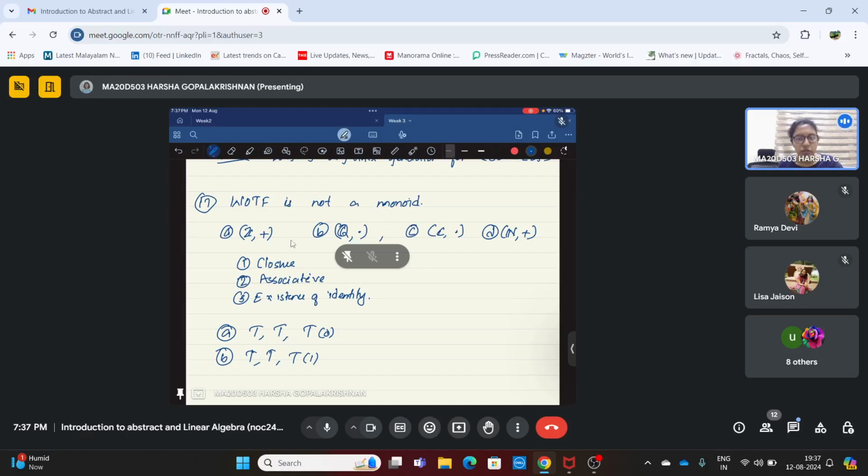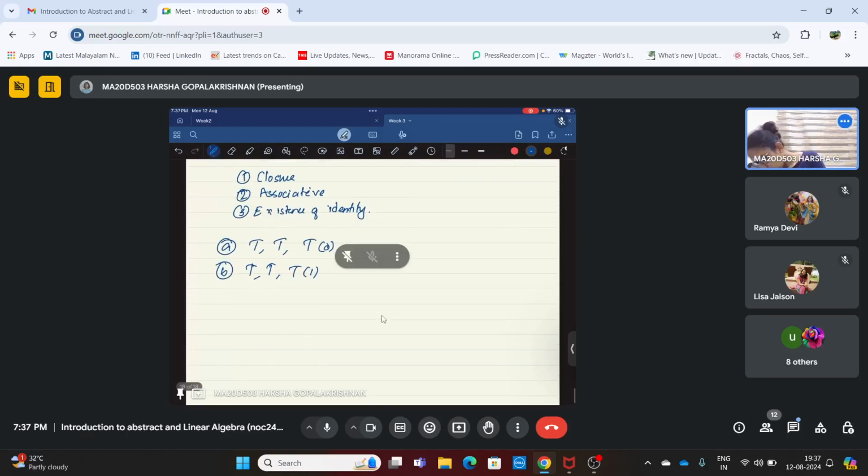C also just follows like Q. Here also closure is satisfied, it is clear. Multiplication of two complex numbers is a complex number. And associativity, just as in the earlier case, also holds. And here also the identity is 1. That is, if you are multiplying a complex number with 1, we are getting the same complex number, right? So here also, everything is true.